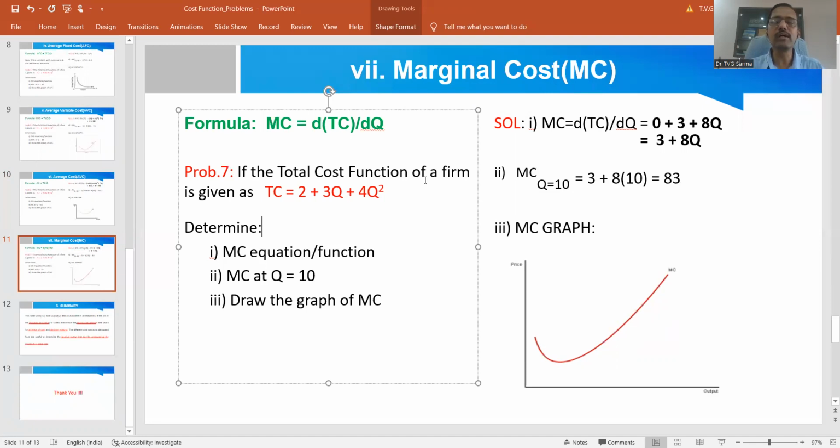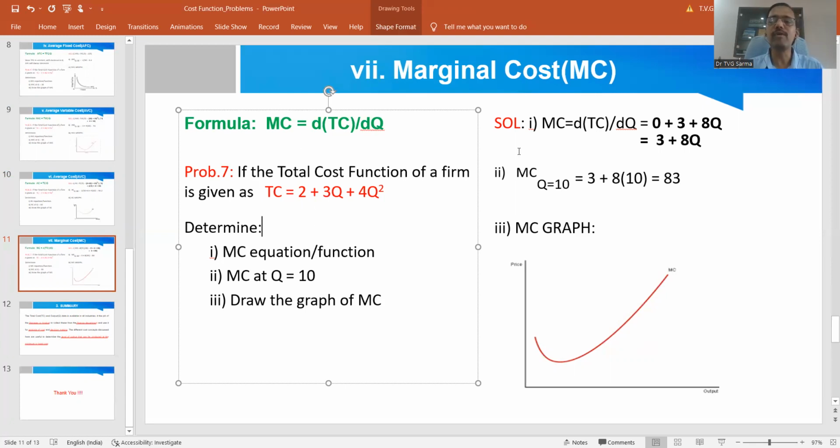So the total cost function is again given as 2 + 3Q + 4Q², and I have to find the marginal cost equation, the marginal cost at Q = 10, and draw the graph of the marginal cost. Now, what does this concept of marginal cost mean? It is the cost of manufacturing one more unit of the same product. If 100 units are already being manufactured and I want to manufacture 101 units, the extra cost of manufacturing this 101st unit is given by the concept of marginal cost.